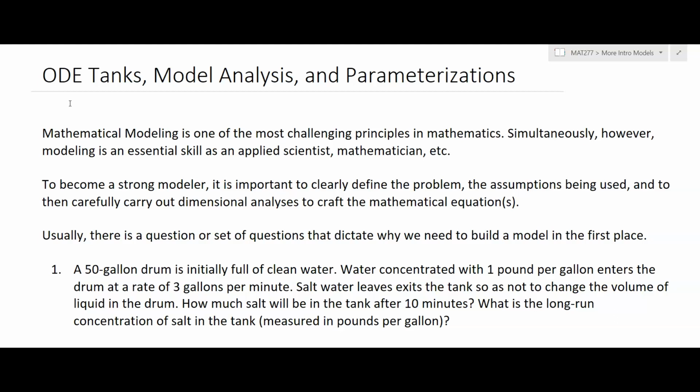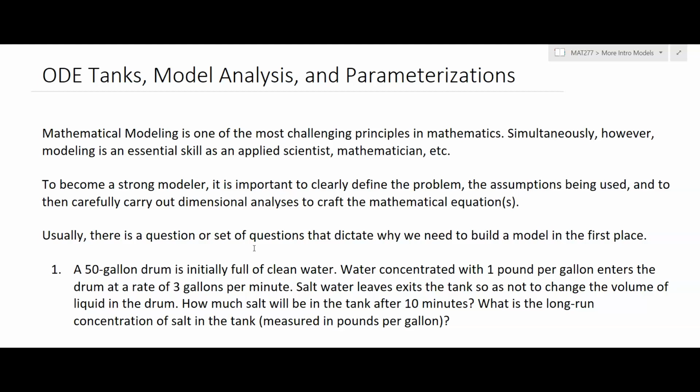So to become a strong modeler, of course, one of the most foundational things is to really clearly define the problem. So what is it that you're looking for? What is it that you want to be able to answer? That typically leads us to the unknowns that we have in the problem, so the variables that we're using. Then we often need to have a set of assumptions, something that tells us how things are expected to behave. So if we're dealing with populations, of course populations behave differently than electrical circuits. And we need to know what kinds of things we can assume.